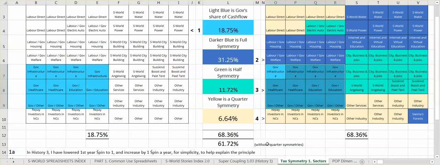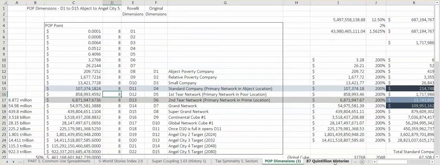Okay, so that's tax symmetry, essential to everything. Right, let's go to POP dimensions. I have quantized the money. So we start at 0.0001 cents. That is the starting position. And ideally, every single cent that gets transferred throughout the network is in these units, in no less than these units.